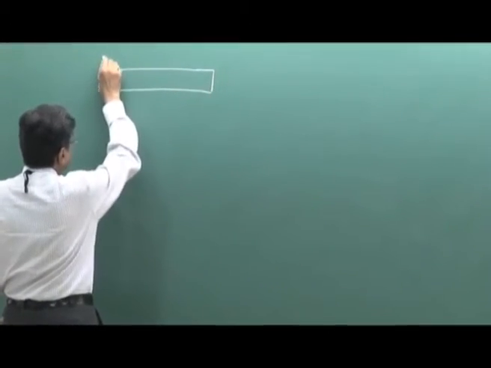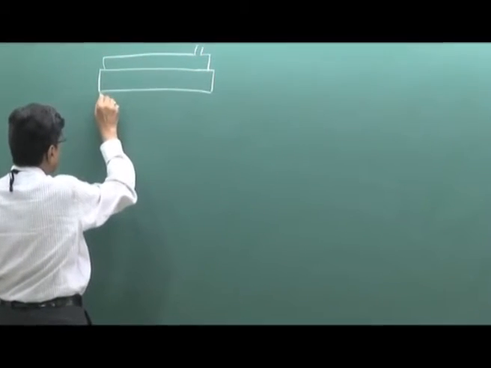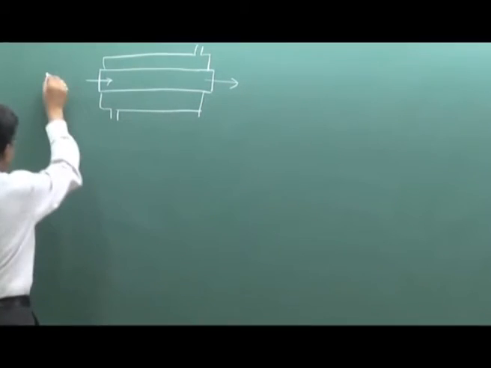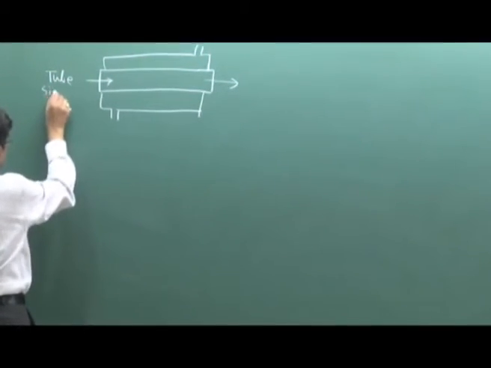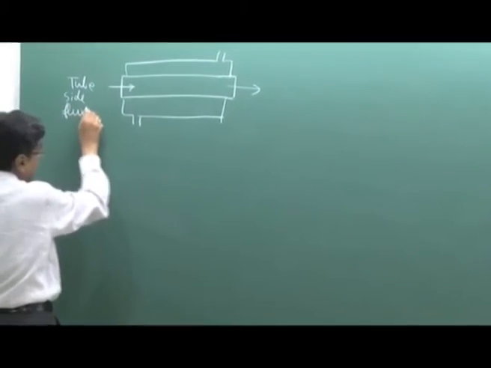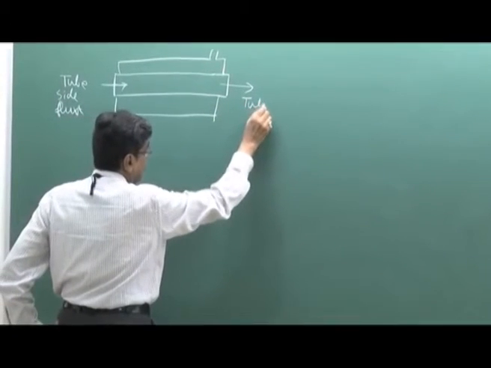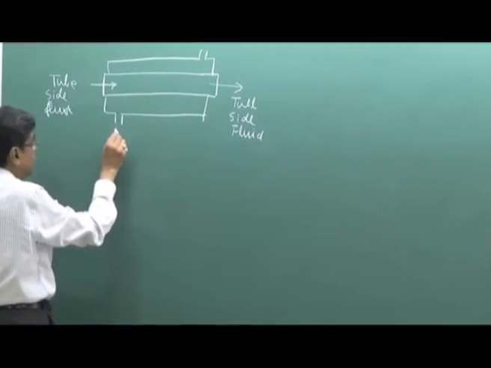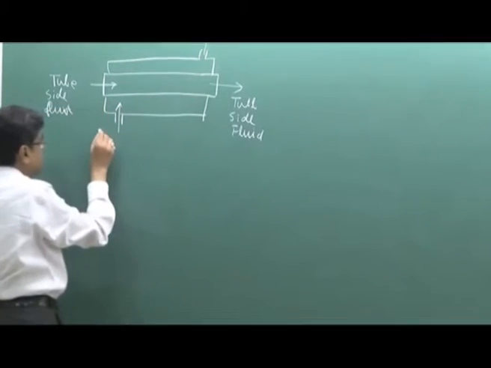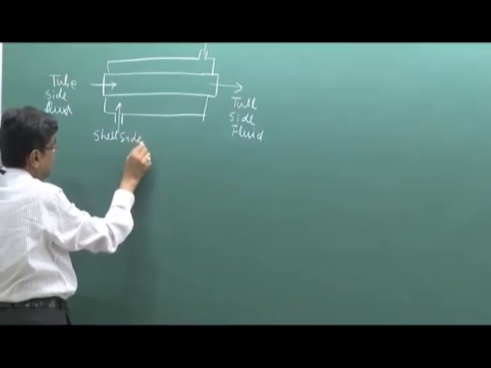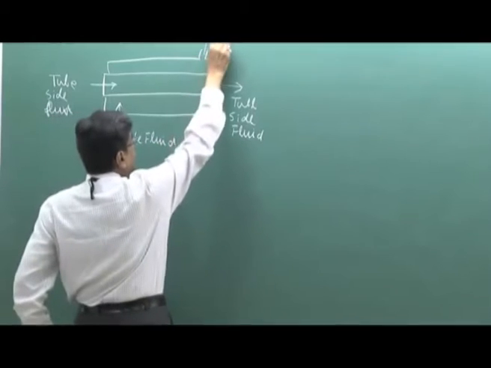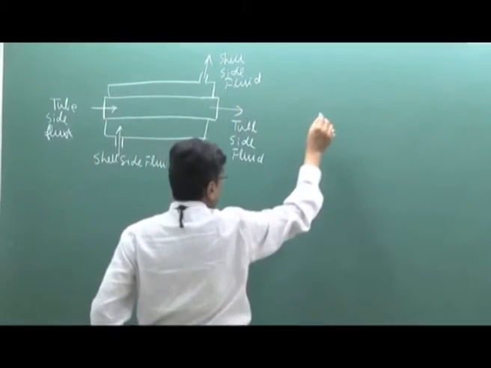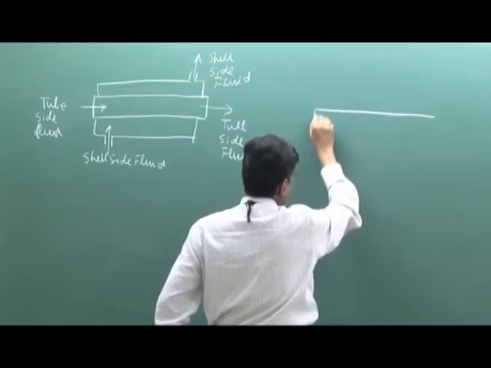Let us have a shell and tube type like this, simple shell and tube, double pipe. This is the tube side fluid, and tube side fluid in and tube side fluid out. This is the shell side fluid in and out, shell side fluid. Let us also draw side by side the parallel counter flow arrangement.